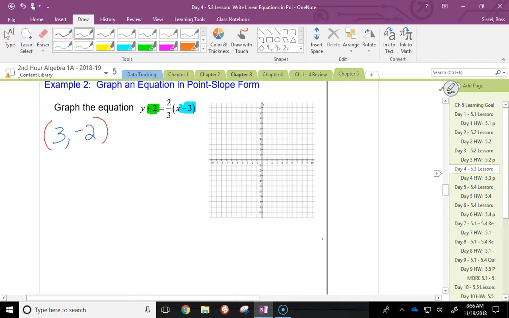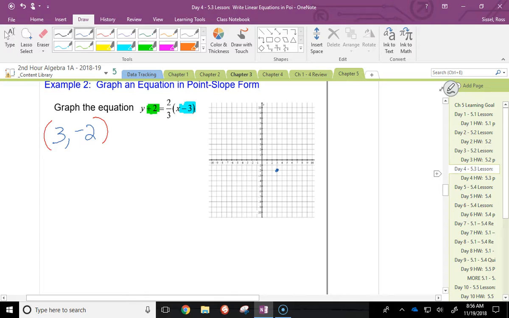Our coordinates are opposite than they're listed in the equation. So I have a coordinate, that's great. 3, negative 2. 1, 2, 3. 1, 2. What am I missing? What do I need to do now to be able to graph this?